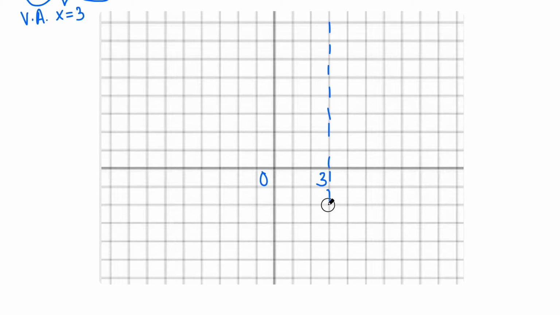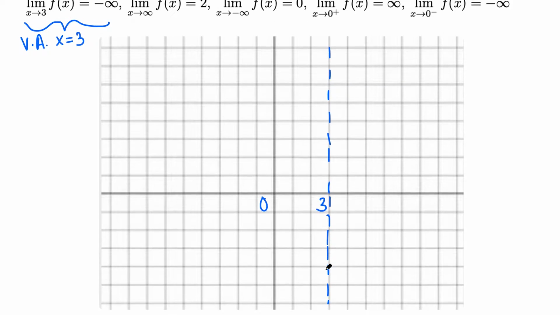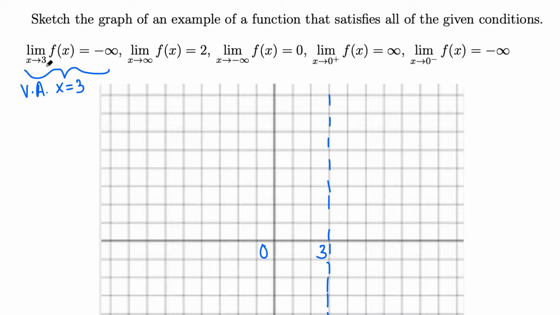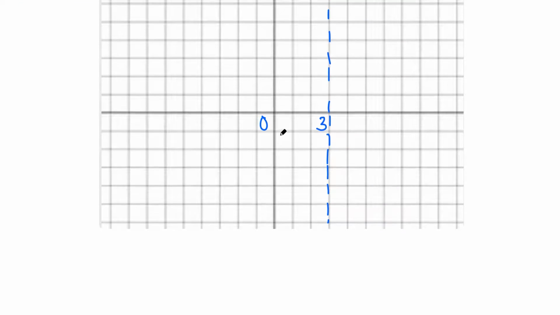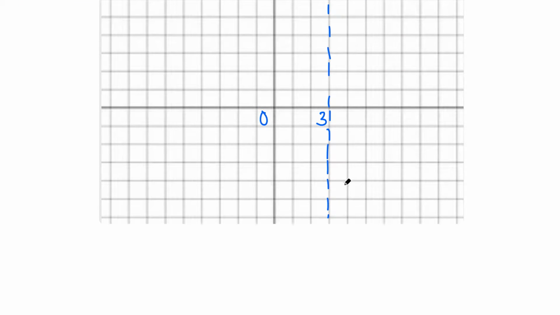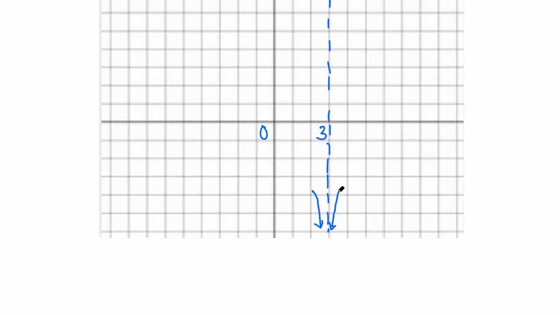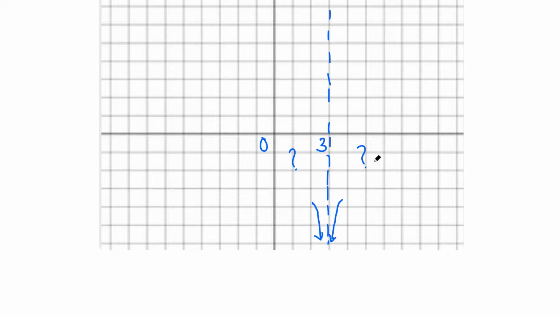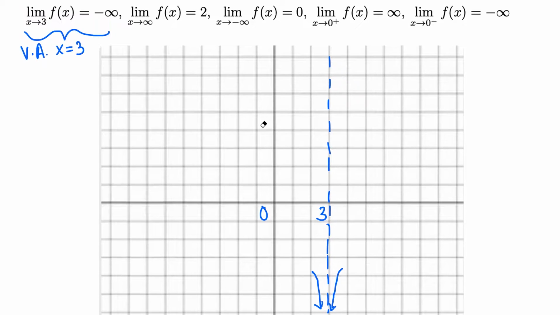Yeah, the limit could be from one side only as well, but it's from both sides, and the function is going to negative infinity. So when x approaches 3 from either side, the function goes to negative infinity. So I don't know what happens here, but I know eventually it looks like this. I don't know here, okay? I'll fill that later. So that is done.